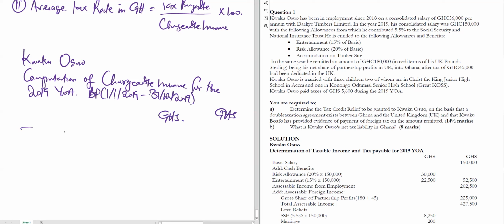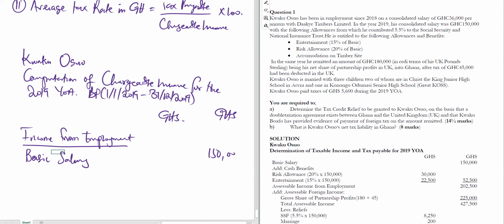So I think he had income from employment, right? Income from employment. He had basic salary. No, look at it carefully. 36,000 was as at 2018. But in 2019, salary was consolidated to be 150,000. He has a basic salary of 150,000. And then we are going to add cash benefits that he received.